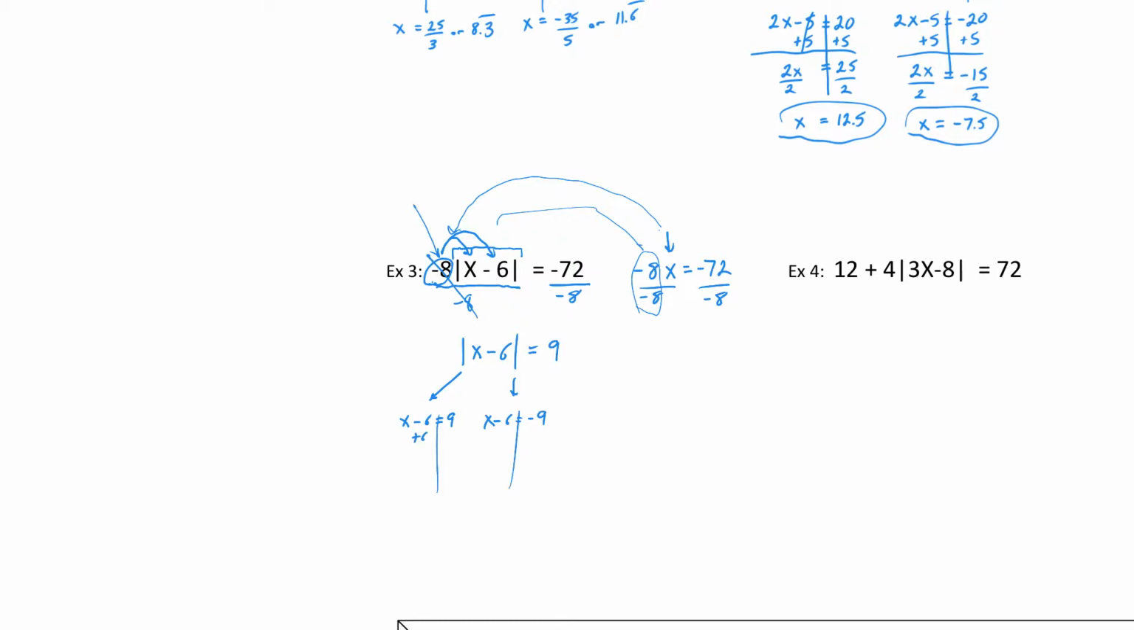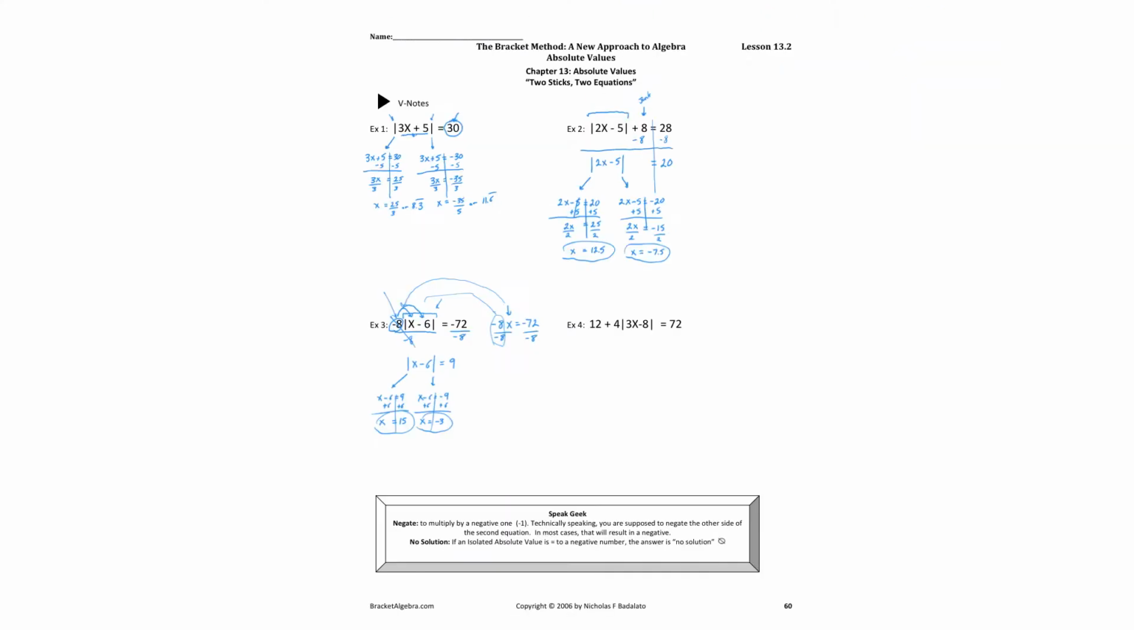Add 6 to both sides. X equals 15. This is nice because we don't have a divide step. That was just junk. Over here, same thing. Add 6, and we get x equals negative 3. So there's our 2 answers. Still comes back, if you think about it, to junk and divide. There was no junk over here, so we went back to the division problem. This next example really takes everything into account.